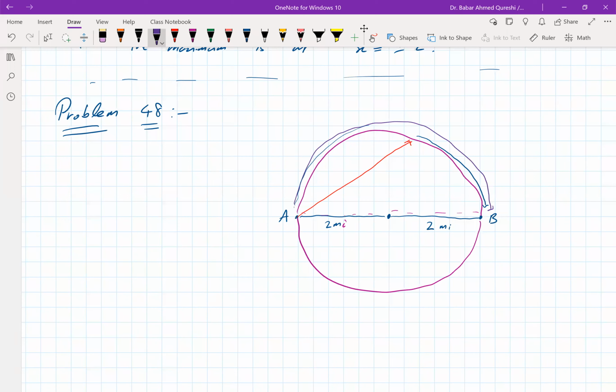So suppose there is a solution to this problem. I'm writing this down.